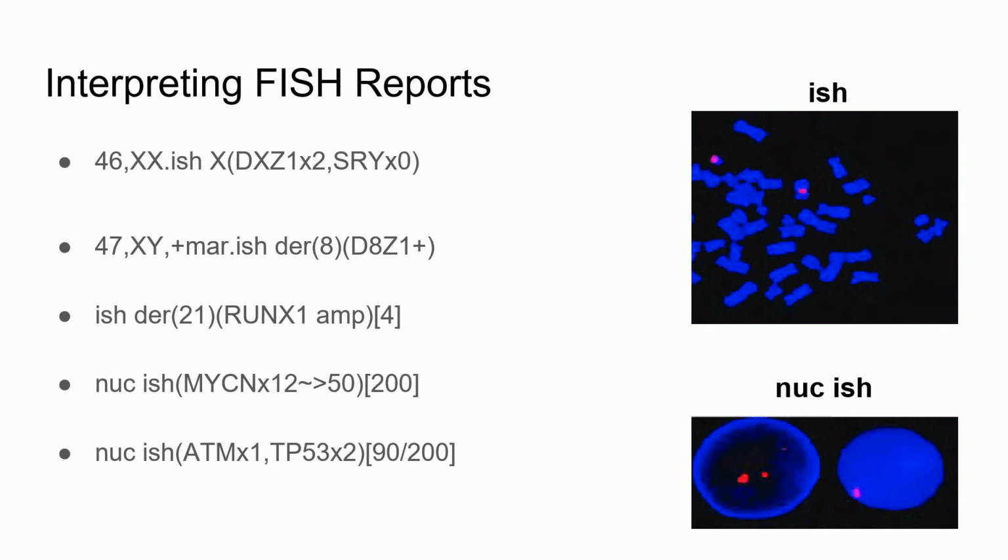The fourth example shows an interphase FISH result showing amplification of mixed signals, between 12 to more than 50 copies in 200 cells evaluated. And in the last example, FISH on interphase cells showed a lost signal for the ATM probe in 90 of the 200 cells analyzed. TP53 was intact, with 2 signals present. The remaining 110 cells are inferred to be normal for ATM.